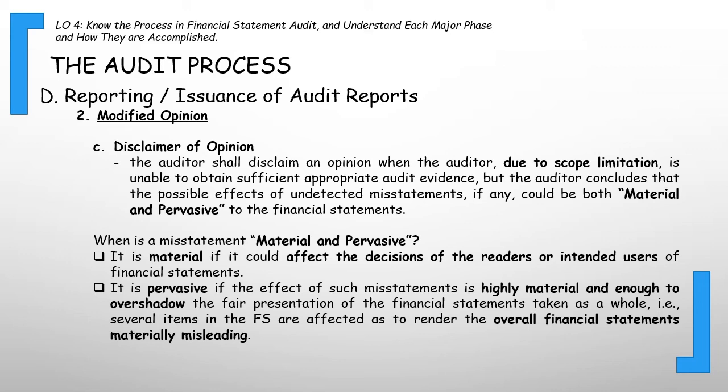Okay? So, example of material and pervasive. Say, misstatement in inventory. So, we all know that inventories affects cost of sales. So, kapag affected yung cost of sales, affected yung net income. Kapag affected yung net income, affected yung income tax expense. So, affected yung asset, liability, because of the income tax payable or accounts payable dun sa inventories. Then, yung equity.